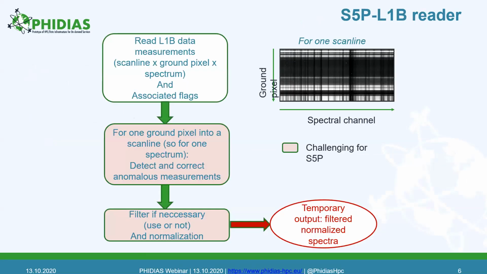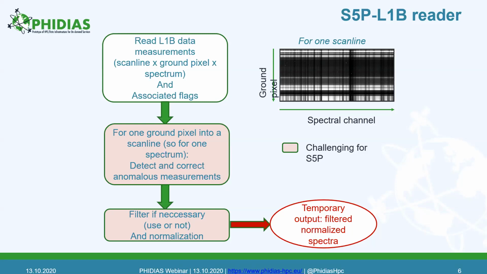Now, talking about the implementation of this method for the Sentinel-5P L1B data. You have an example of data on the right, for one scanline. You have the ground pixels on the y-axis and the spectral channel on the x-axis. It's what we have to read. First we read the level 1 data measurement. The dimension is scanline per ground pixel per spectrum, with the associated flags delivered in the level 1 data. For one ground pixel in a scanline, so for one spectrum, you have to detect and correct anomalous measurements. We filter them if necessary and we have to normalize. The output of this module is a temporary output: the filtered normalized spectra.